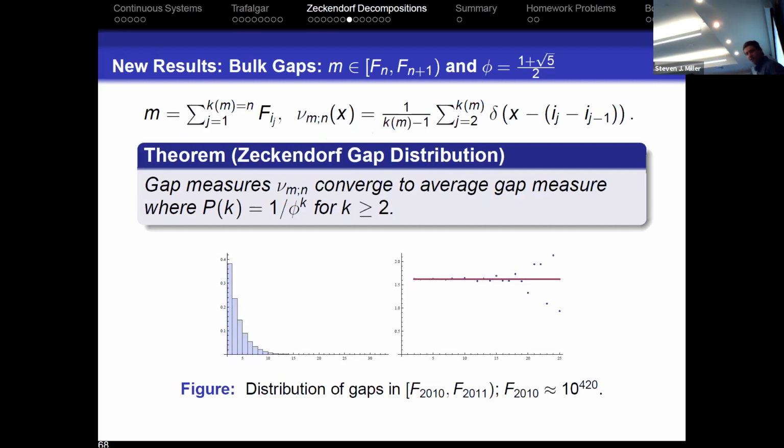I plotted on the left a histogram of how many times we have gaps of different sizes. If you look at that, can you see its geometric decay with a ratio of 1 over the golden mean from one to the next? Can you look at the one on the left and see that? I can't. A huge part of this class is how do you present data in a way that is convincing and illuminating.